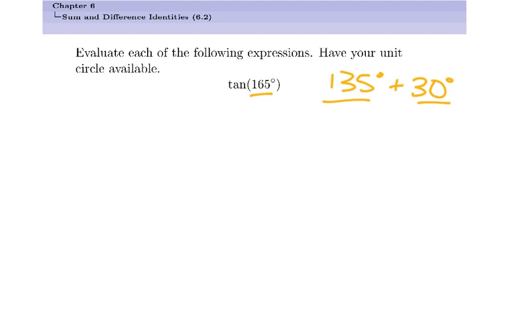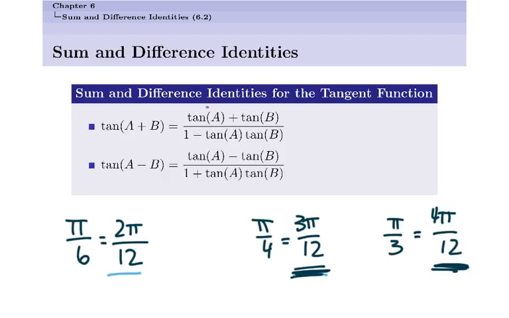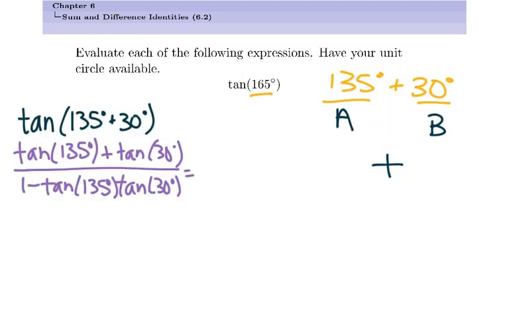So I can rewrite this as tangent of 135 plus 30. So my A value would be 135, my B value would be 30, and I would be looking at the sum. So for this problem, I'm going to use the top formula. So tangent of the first plus tangent of the second, all over 1 minus tangent of the first, tangent of the second. Now use your unit circle to substitute in values.